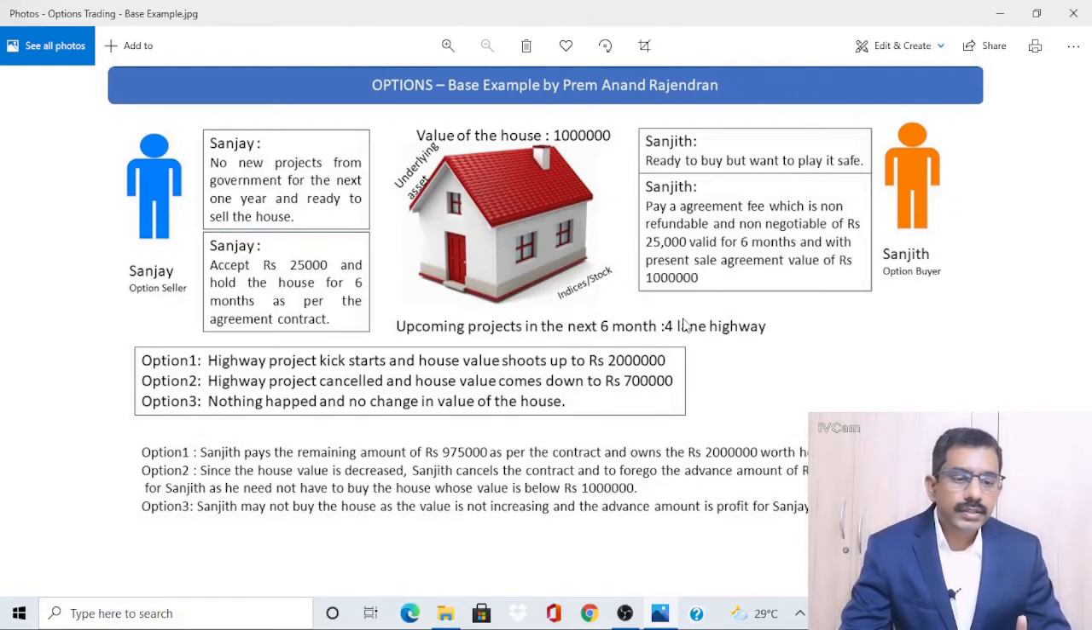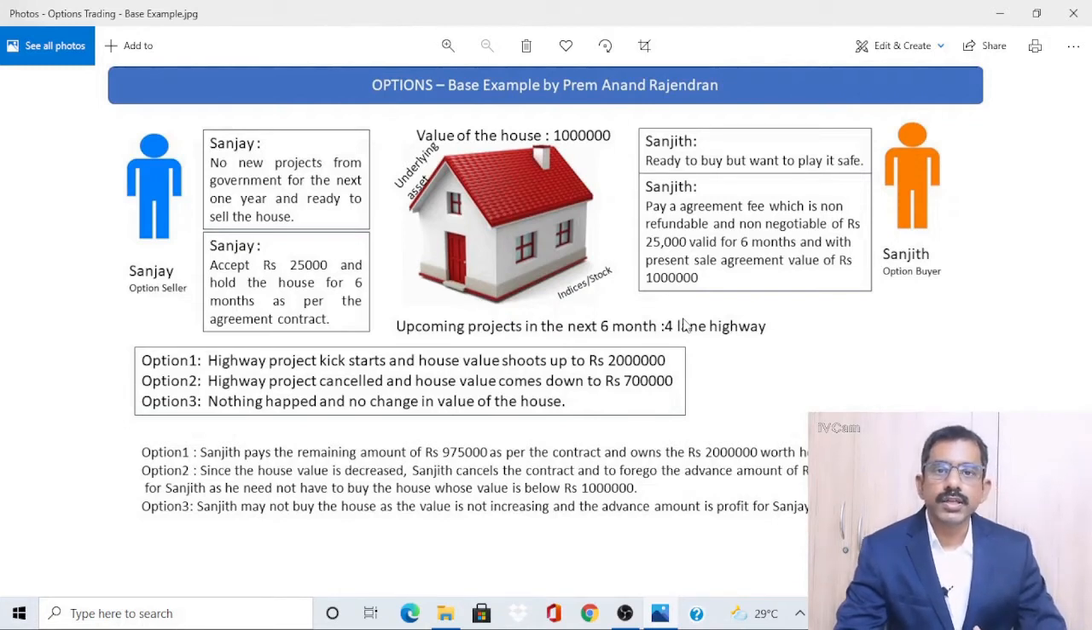So here Sanjeet is not obligated to buy the house. Only if he is willing to buy, he can buy, otherwise he will not buy. But on the other hand, Sanjay, if the house price increases to 20 lakh, he cannot say no to Sanjeet because he has signed the agreement and he took rupees 25,000 from Sanjeet. So whatever the price, if Sanjeet is willing to buy, he has to sell it at 10 lakh only. So this is what the agreement is all about.